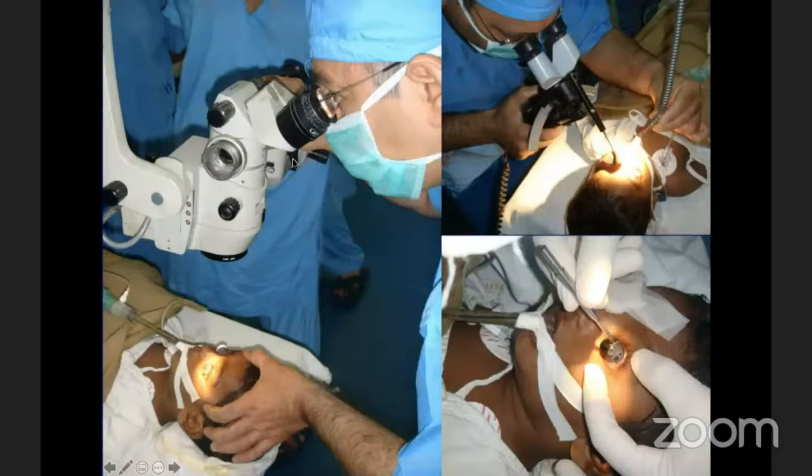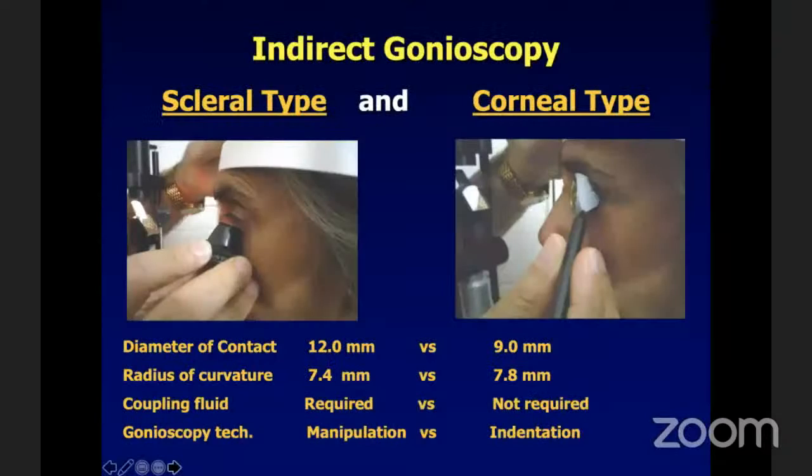You can use this directly with the magnification of the microscope, or you can use a handheld slit lamp to view the 360-degree angle with the Koeppe or the Swan-Jacob lens. Direct gonioscopy being done in the operation theater.